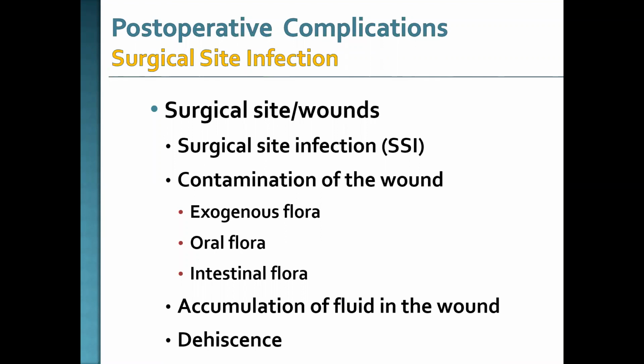Evidence of surgical site infection usually does not become clear before the 3rd to 5th postoperative day. Local manifestations will include redness, swelling, and increased pain and tenderness at the site. Systemic manifestations will include fever and leukocytosis. Wound infection may result from contamination of the wound from 3 major sources, either exogenous flora from the environment, oral flora, or intestinal flora.